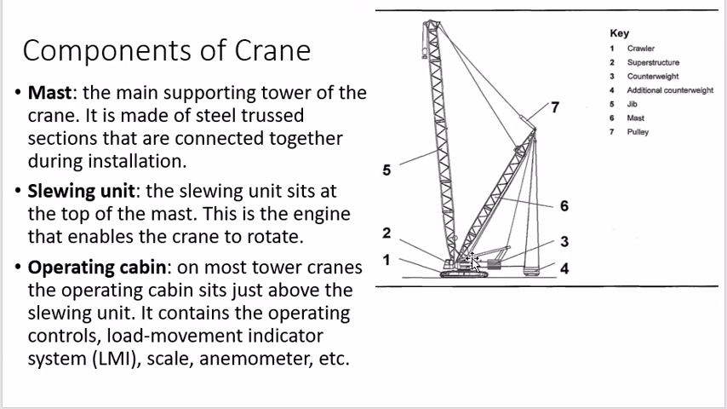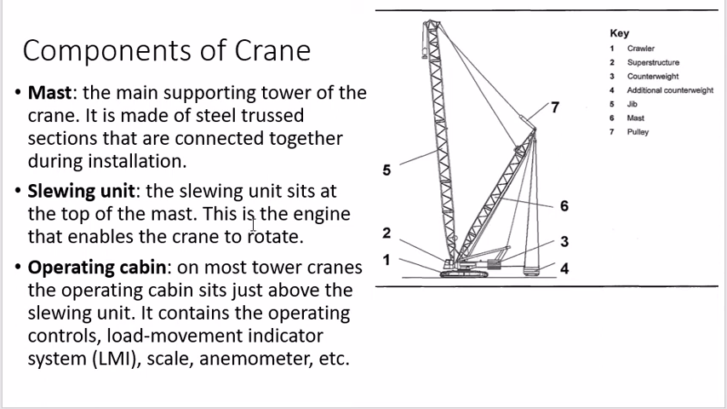Then there's an operating cabin. Above the slewing unit there's an operating cabin. In this operating cabin every indicator is available, your controls are available, majorly your clutches and handles are there, through which you are controlling the up and down movement, horizontal movement, vertical movement and load taking capacity.